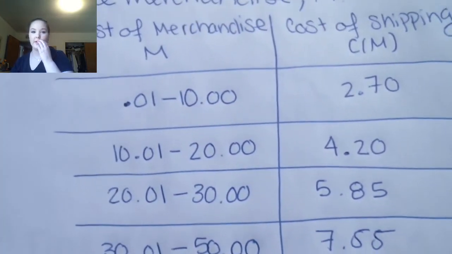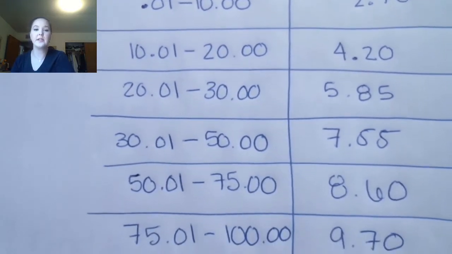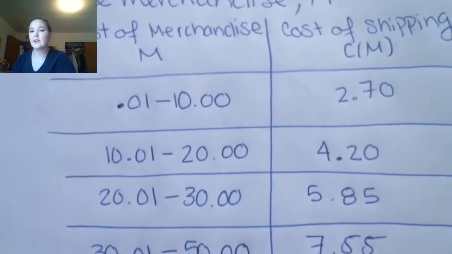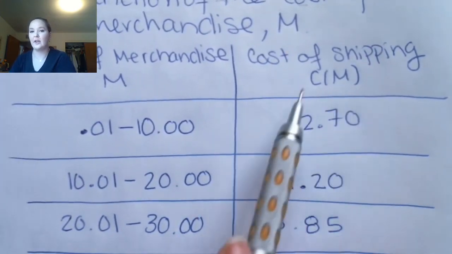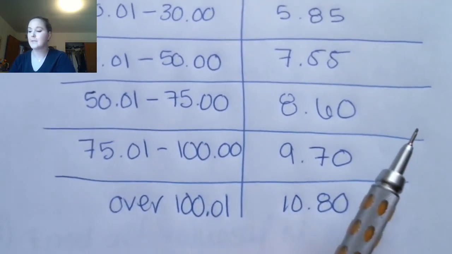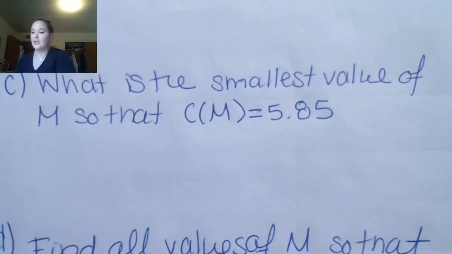Okay, so here's the cost of the merchandise, the input variable on the left. And you see it gives a range for the values. Okay, and then it tells you the exact cost of shipping here on the right column. Okay, so let's answer some questions about that. We'll go back to that in a second if we need it.